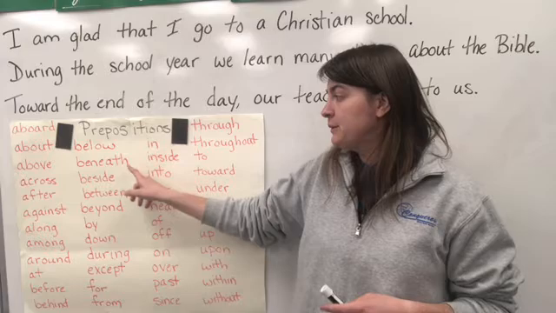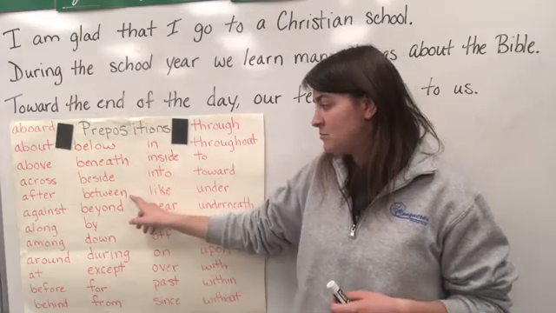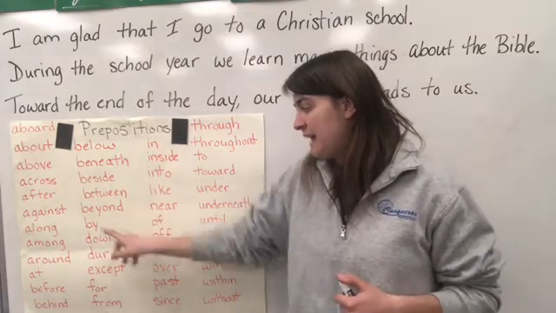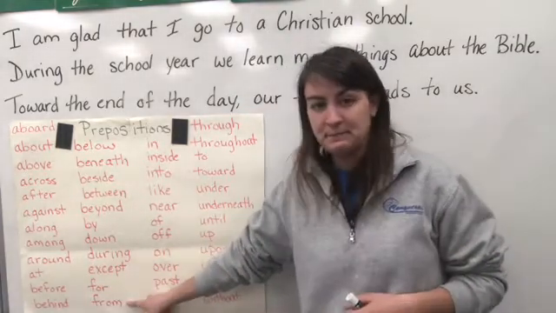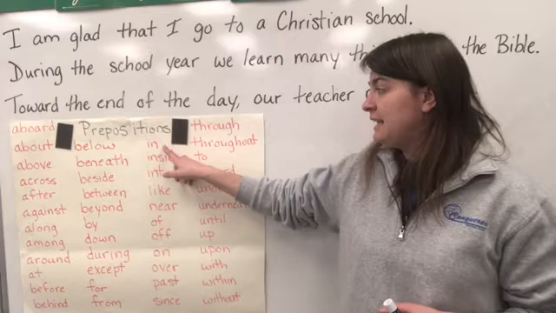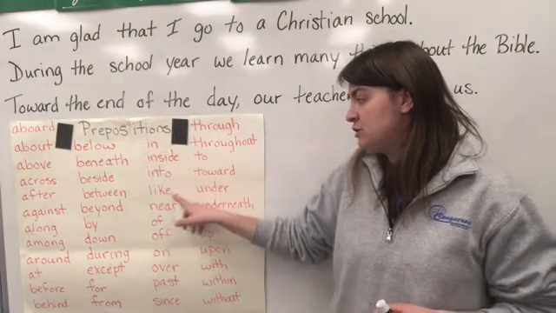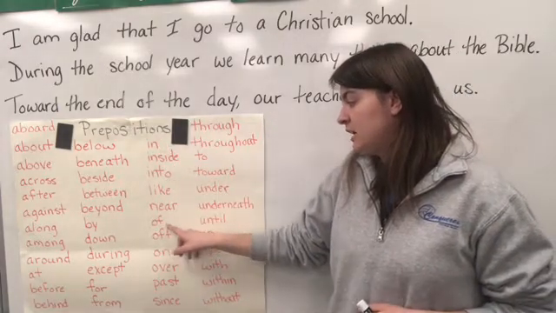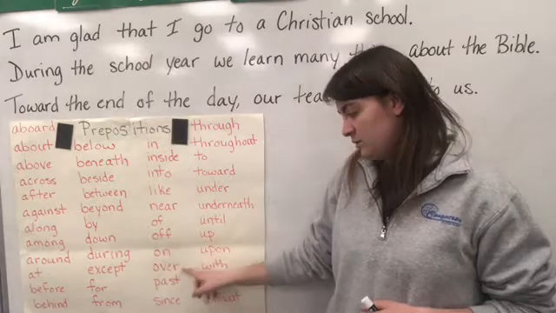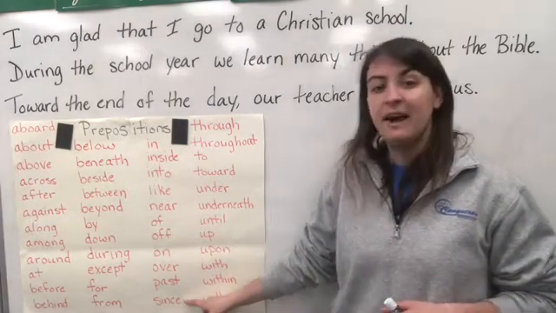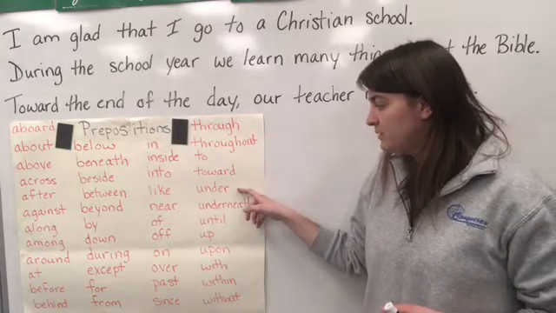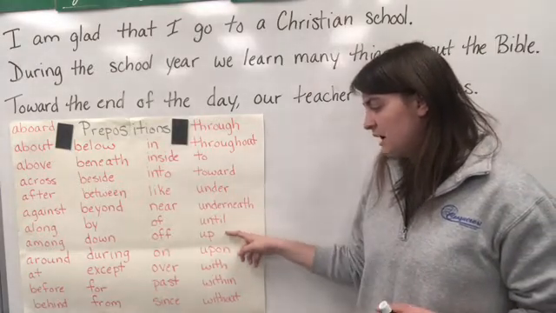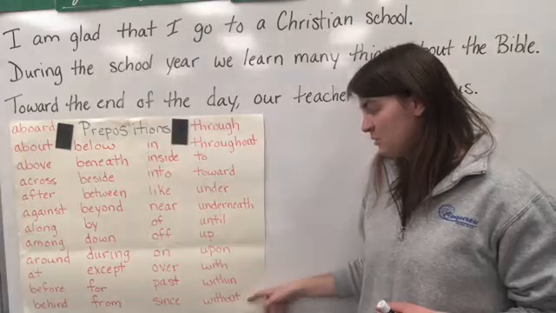Then we've got below, beneath, beside, between, beyond, by, down, during, except, for, from. Then the third column, in, inside, into, like, near, of, off, on, over, past, since. And the final column, through, throughout, to, toward, under, underneath, until, up, upon, with, within, without.